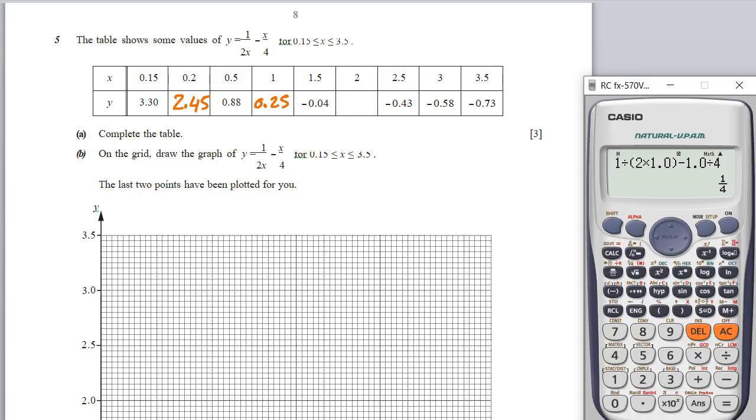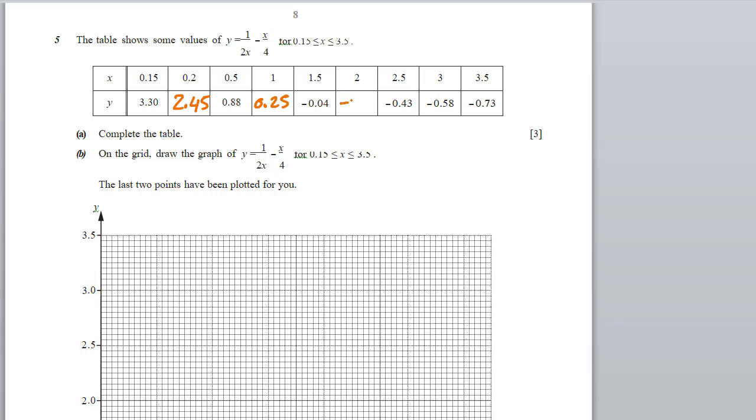Now x equal to 2. So we will go back here. Instead of 1, we will add 2. And 2 minus 2.25, so minus 0.25.